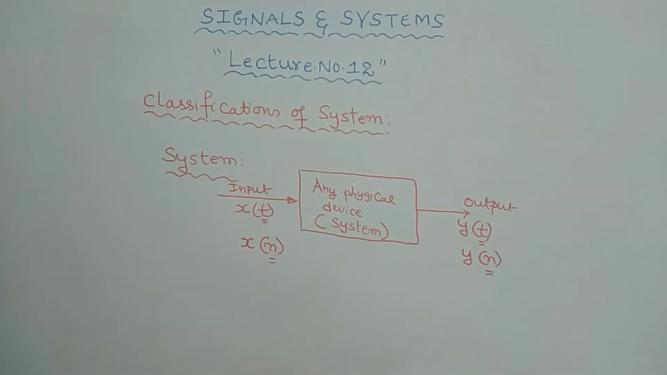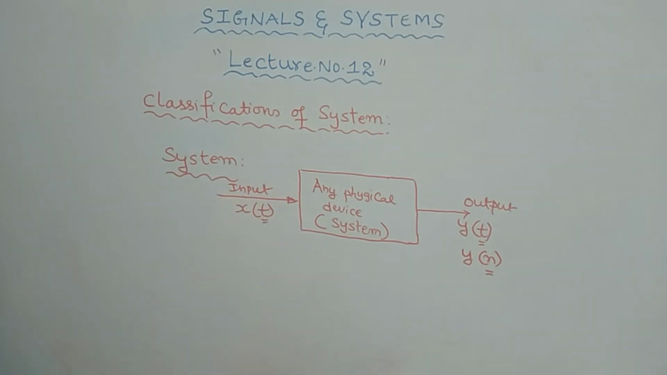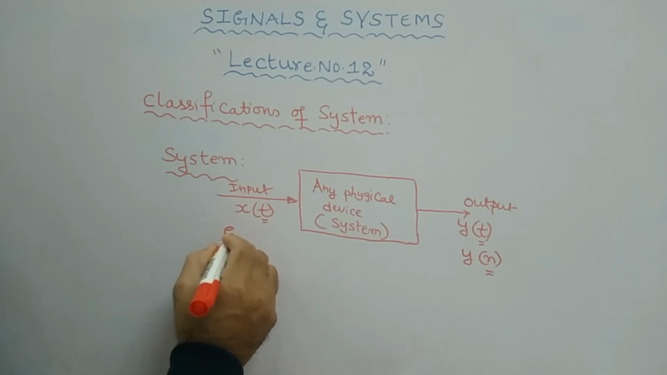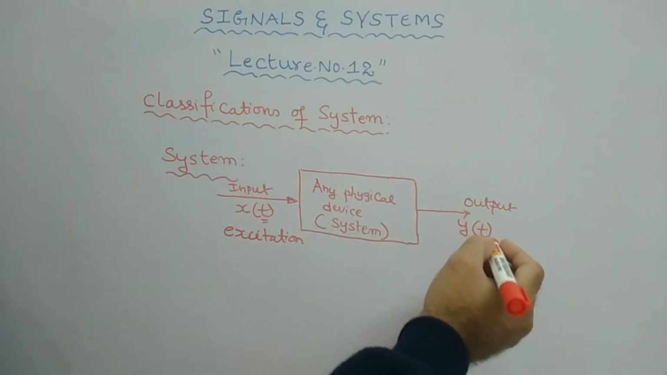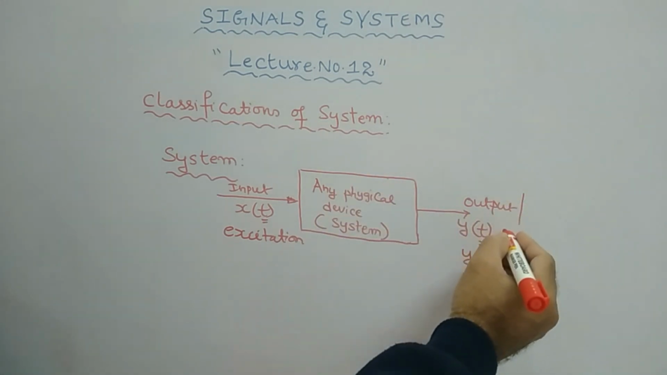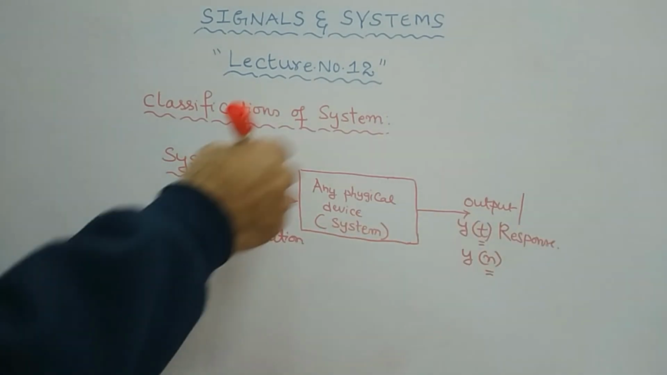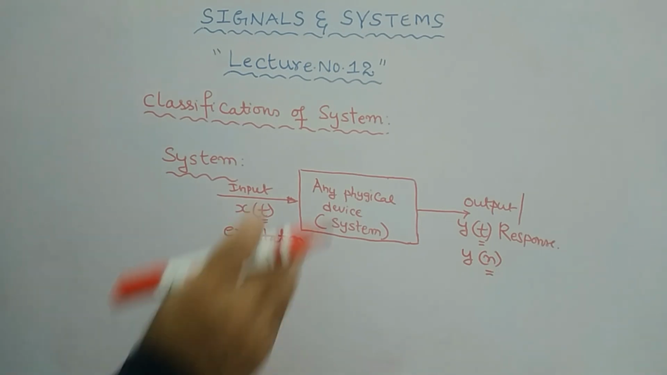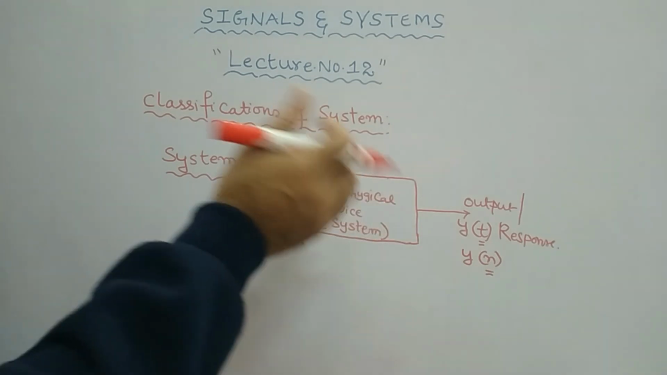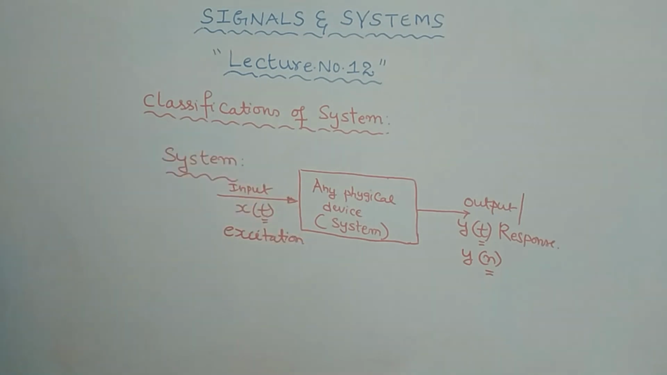Sometimes the input is also called excitation, whereas the output is also called the response. That is the simple definition as far as a system is concerned. Therefore, a system is any physical device that performs certain operations on the input in order to get the desired output.